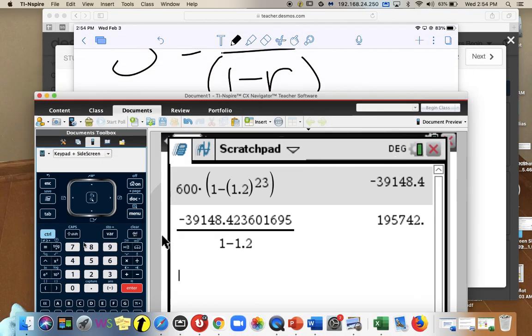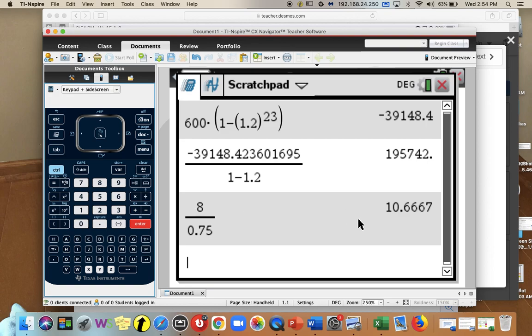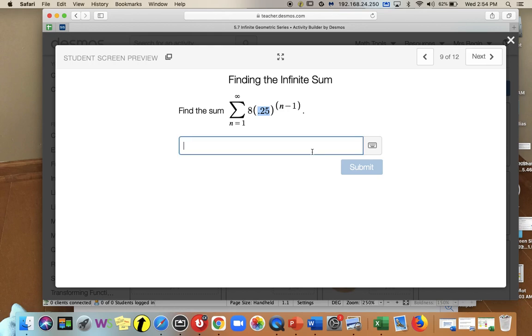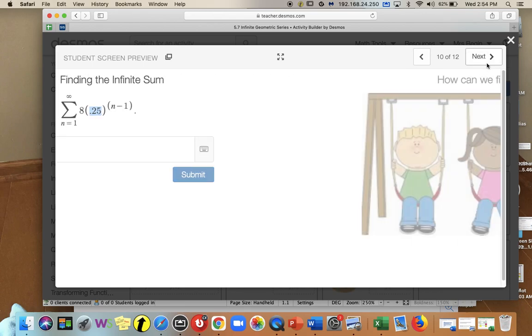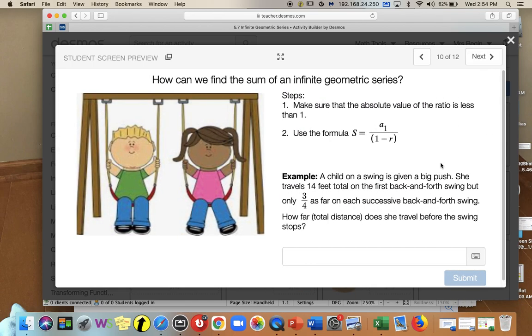And what do we get? 8 divided by 0.75. And we can see that eventually this is going to add up to about 10 2/3. Or we could just say 10.6 if we rounded. So again, if we were to add up all the numbers in our list here, it would add up to about 10 2/3, because the numbers keep getting smaller and eventually reach 0, so we can add everything up. How do we find the sum of an infinite geometric series?